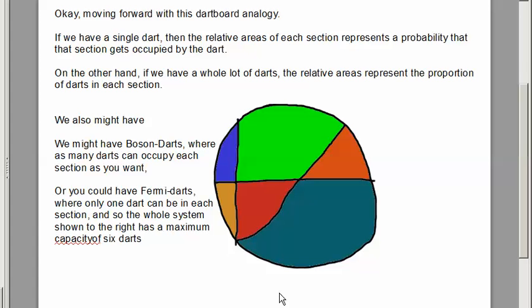Okay, moving forward with this dartboard analogy. If we had a single dart, then the relative areas of each section of the dartboard represent the probability that that section gets occupied by the dart. On the other hand, if we have a whole lot of darts, then the relative areas represent the proportion of darts in each section. We might also have boson darts, where as many darts can occupy each section as you want, or you could have Fermi darts, where only one dart can be in each section, and the whole system shown to the right has a maximum of 1, 2, 3, 4, 5, 6 darts.